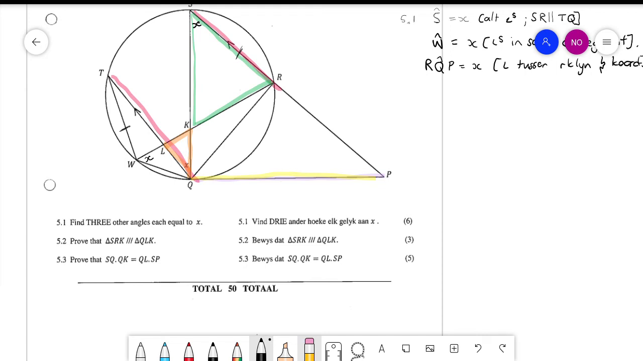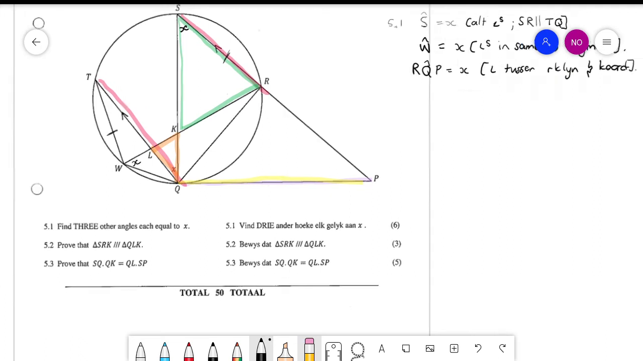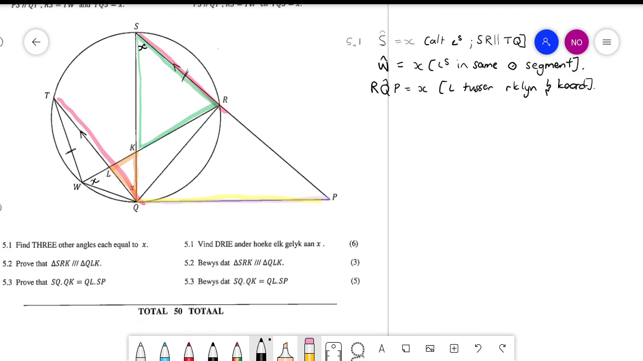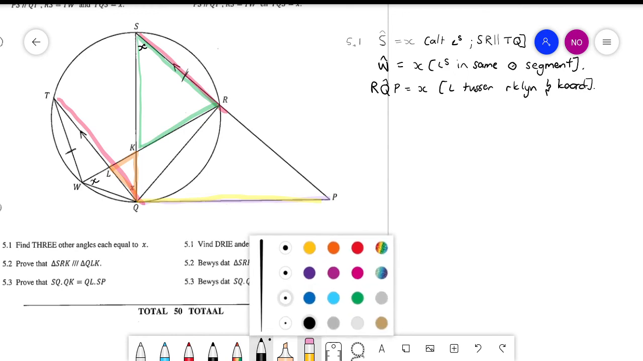Wat was 'n ander manier gewees om die laaste hoek gelyk aan mekaar te bewys? This angle R is also equal to angle LY. Some angles triangle or they're alternating angles. So if you didn't use the vertically opposite, you could have used alternating angles as well. It doesn't matter. Okay, but let's keep it simple.